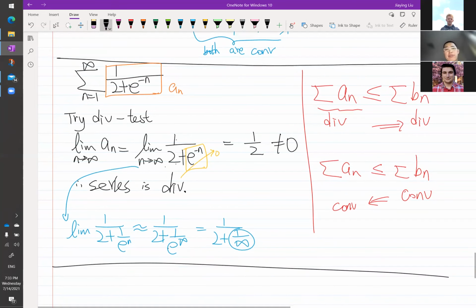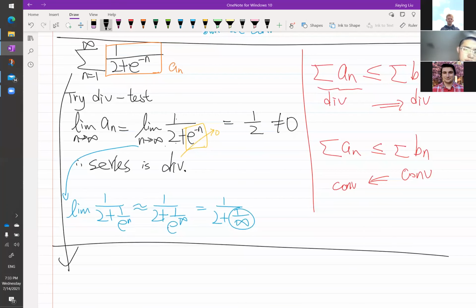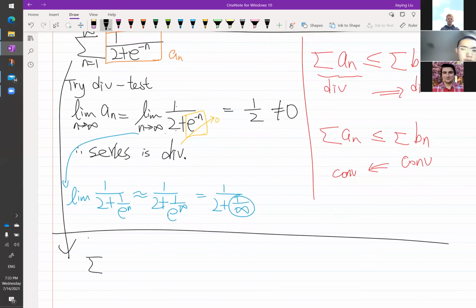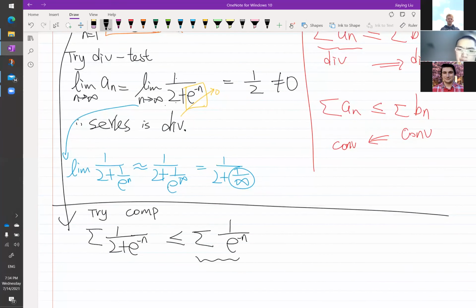So again, maybe I'm just lucky, right? By trying the divergence test first. If I try the comparison test, I probably, so take the given example. If I want to try the direct comparison test, 1 over 2 plus e to the negative n, I'm probably going to, again, the denominator has the addition, has 2 terms. So I'm going to drop one of them. I'm going to drop the plus 2. So that's going to be less than or equal to 1 over e to the negative n. And then just focus on this part.